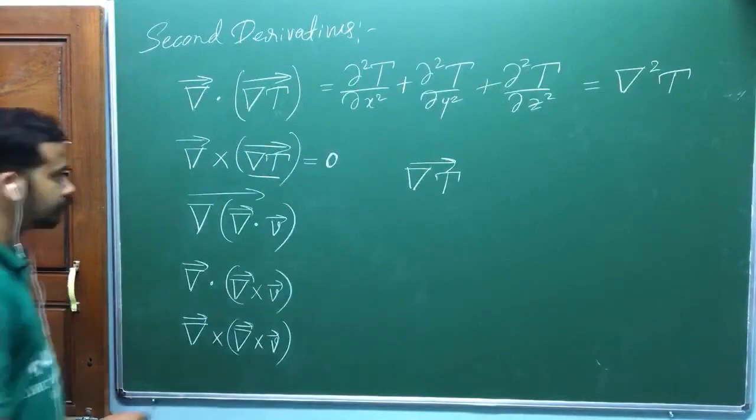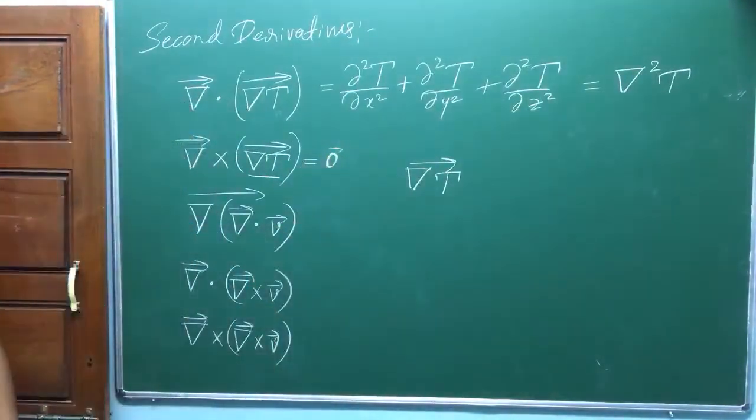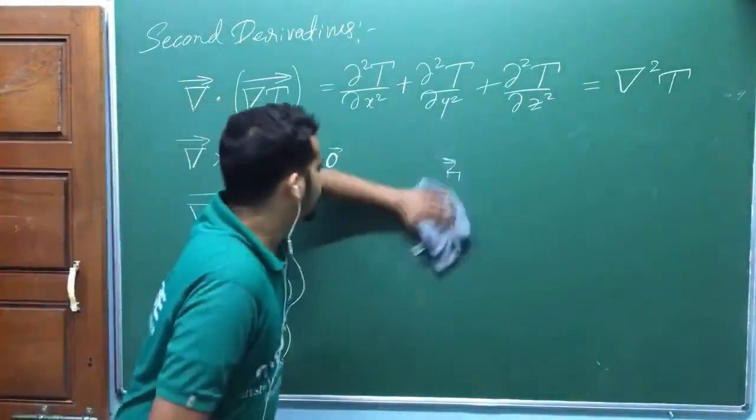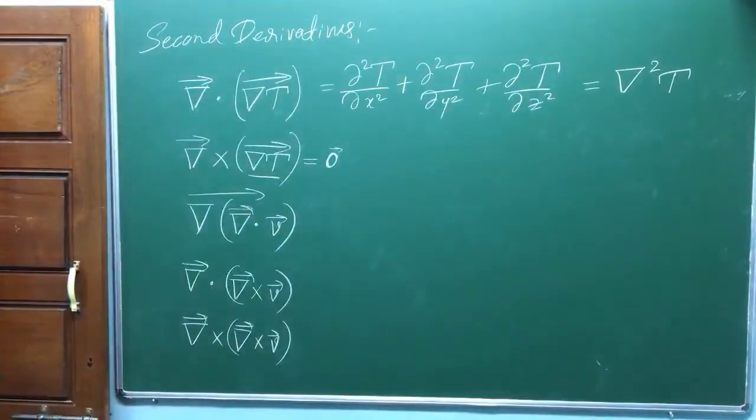We can show this one. Let me show this one. That means the curl of a gradient always vanishes.